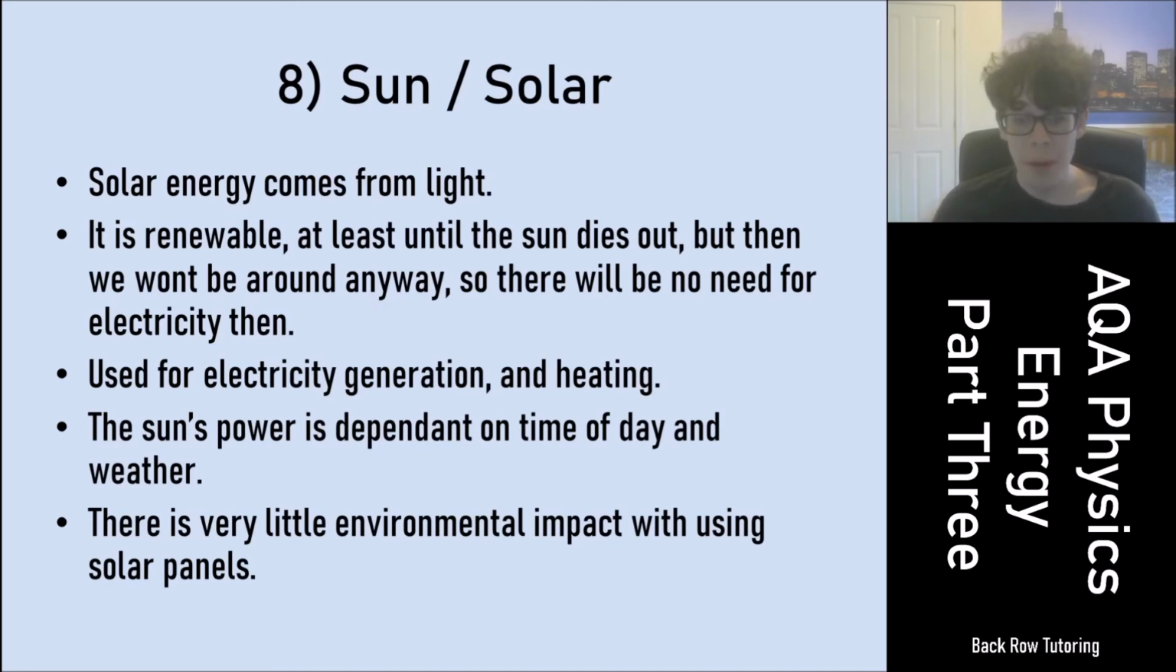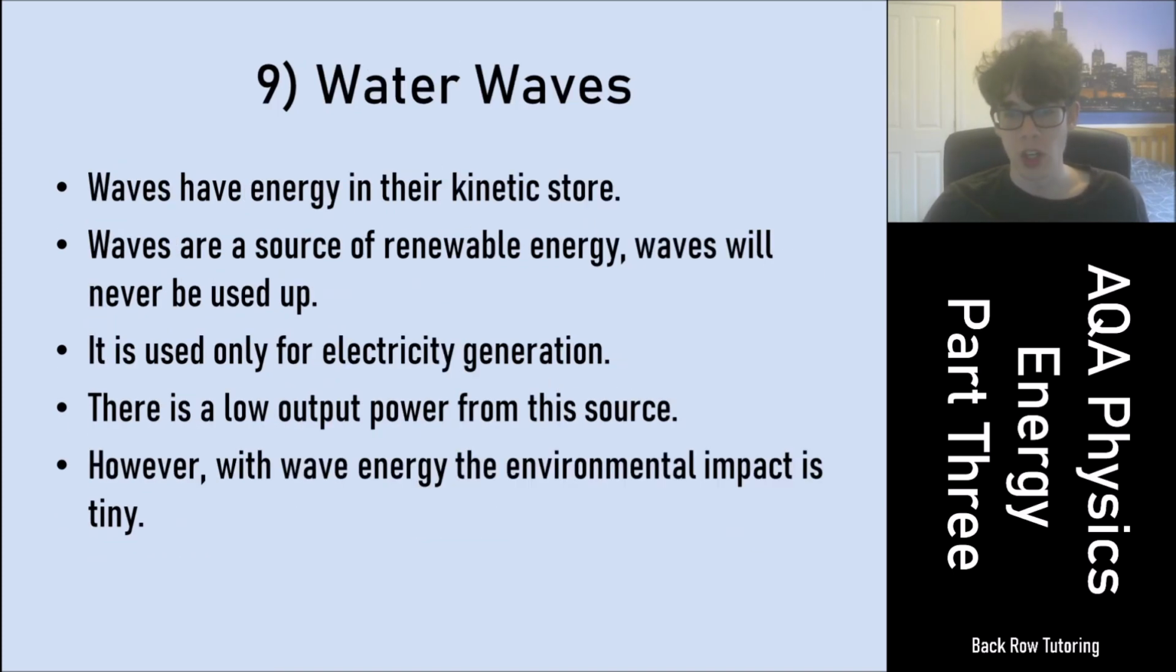The sun's power is dependent on time of day and the weather. So if you have a cloudy day, you do get a little bit less power from solar power. And again, it's very dependent on the time of day. Solar energy is around during the day because that's when the sun's out. There is very little environmental impact with using solar panels. So despite the fact that they take up a lot of room, which again could be used for other things, the environmental impact is relatively low compared to other types of energy production.